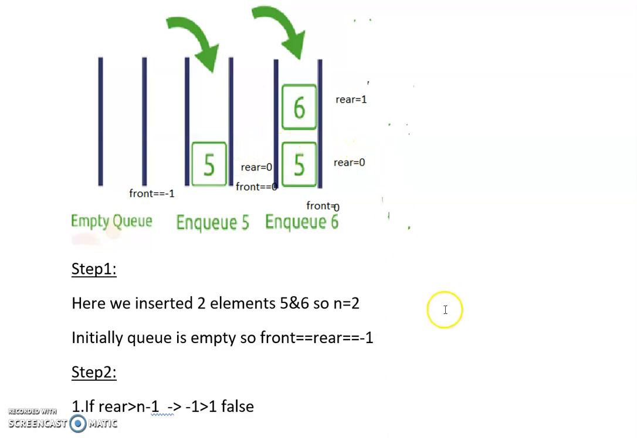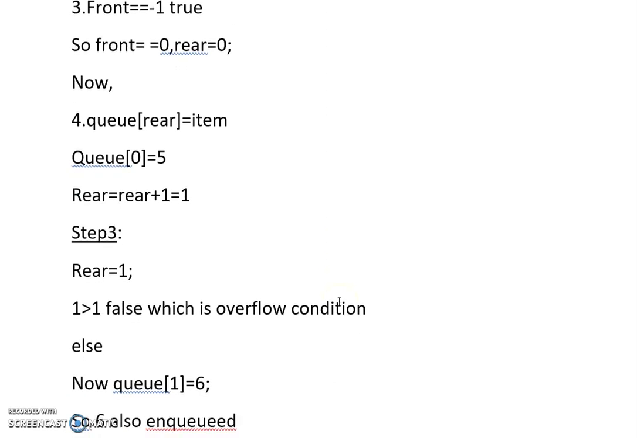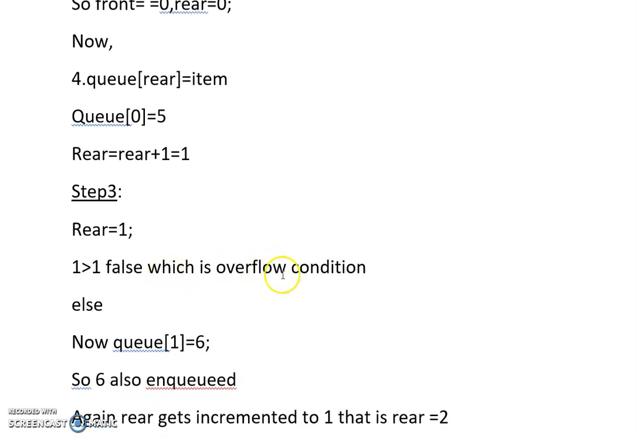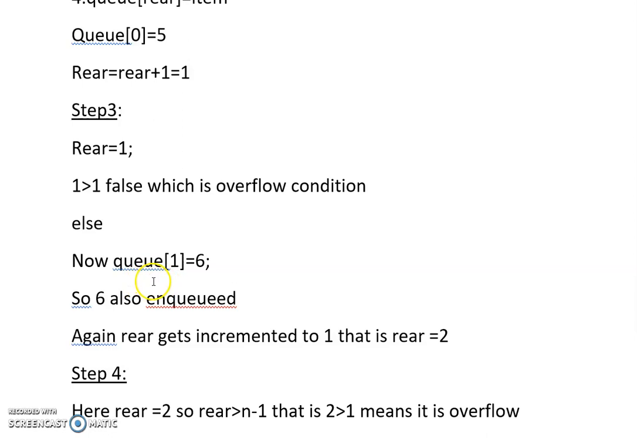After that we need to insert 6. How do we insert it? Let's check. Here rear equals 1. Is rear greater than n-1? n equals 2, and 2 minus 1 is 1. So rear greater than n-1, 1 greater than 1, is false. So the queue is not full, and we can insert elements. Here it is not the first element. Already we know front equals 0, so front is not equal to -1, and we need not check that condition. Queue of 1 equals 6. So the element is also enqueued. That means it is also inserted.